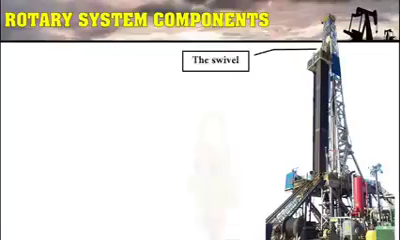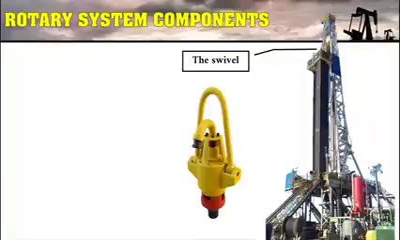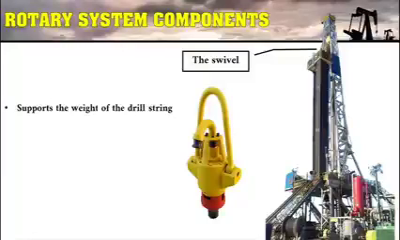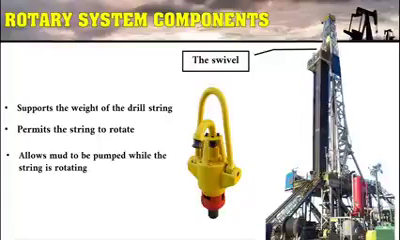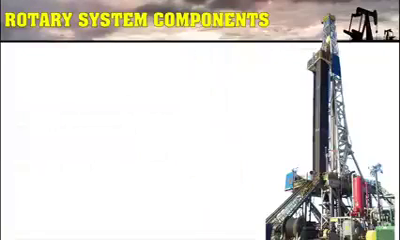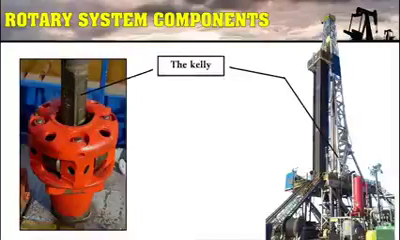Swivel. The swivel is positioned at the top of the drill string. It has three major functions. It supports the weight of the drill string, permits the string to rotate, and allows mud to be pumped while the string is rotating.